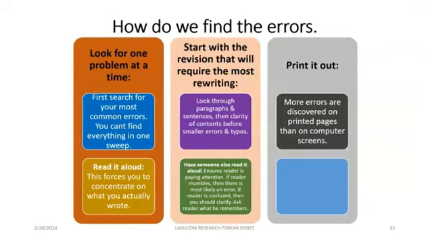How do we detect errors in our write-up? It is important that you read all these things through and through. You start with the revision that will require the most rewriting. Look for one problem at a time. You first search for your most common errors. You can't find everything in one sweep. Read aloud. When you read aloud, sometimes you catch your mistakes. Look through the paragraph sentences and then clarity of the contents.